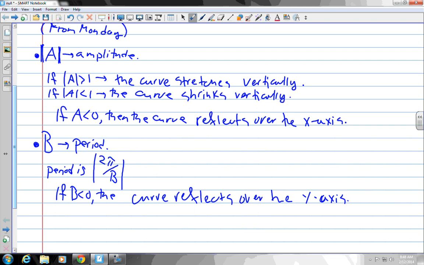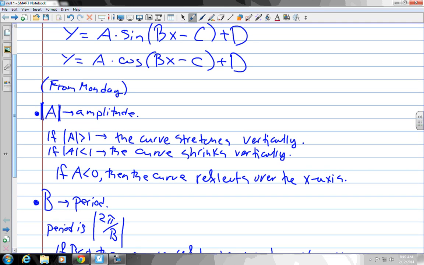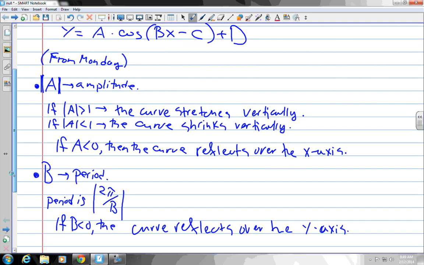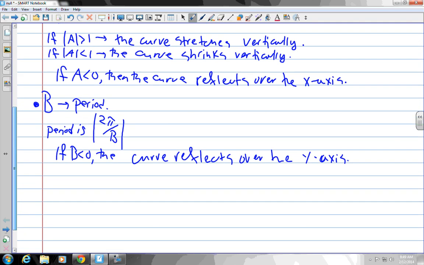Lovely. Now, we didn't talk about C. We talked about D. D is easy. What is D going to do? Yeah, moves it up and down, just like regular transformation. Nothing special going on. If D is positive, everything goes up. If D is negative, everything comes down, right? But on B, it should be clear. If B is greater than 1, then the period decreases, so the function shrinks. And if B is less than 1, then the period increases, so the function stretches horizontally.